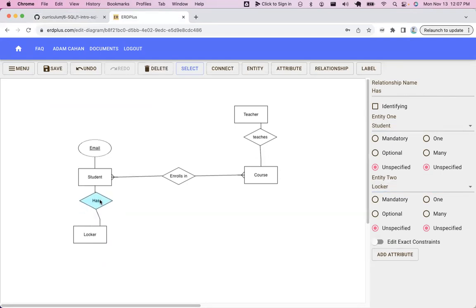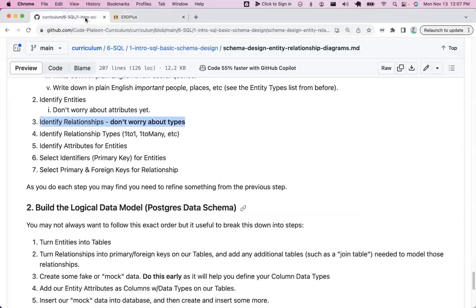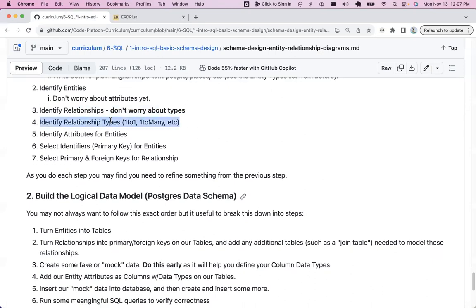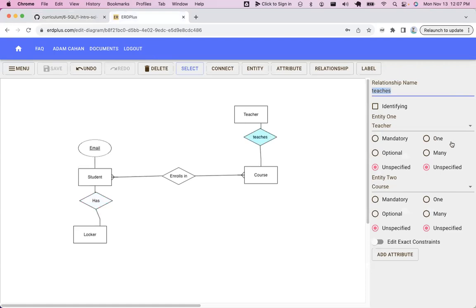Right? If you break it up this way, life starts to become simple. Now we identify the relationships, one-to-one, one-to-many, and so on. A teacher teaches many courses. A course only has one teacher. A student only has one locker, and a locker only has one student.